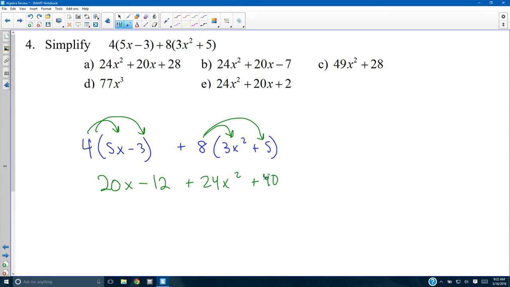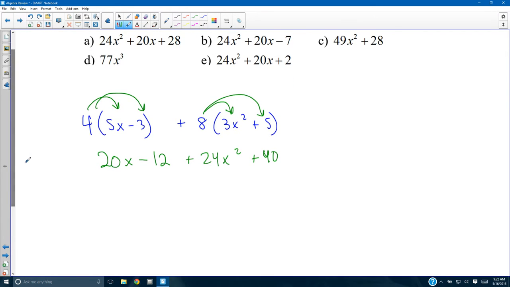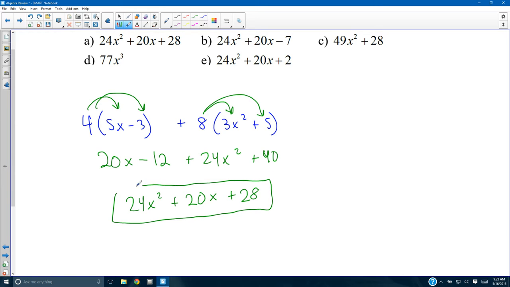Now we're going to combine like terms, and ideally I would prefer to write this in standard form, which is descending order of degree, which means the x squared term goes first. Doesn't matter how large the numbers are, as long as the highest degree goes first. I think that's how all of these are written up here. First is the quadratic term. Next is the linear term. Now -12 plus 40 must combine. -12 and 40 give you positive 28. So this will be last as the constant. We should look for an answer up here that says 24x squared plus 20x plus 28, which is A right here.